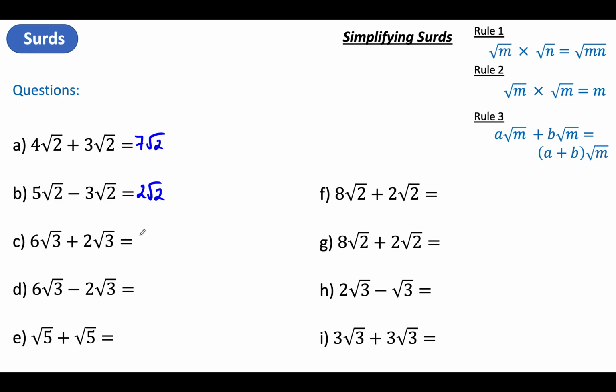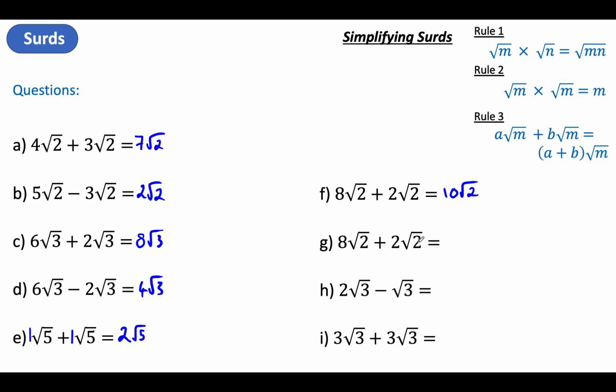6 root 3 plus 2 root 3 is 8 root 3. 6 root 3 take away 2 root 3, well 6 take away 2 leaves 4, so that's 4 lots of root 3. And root 5 plus root 5 is, remember this is 1 lot of root 5 plus another root 5, is 2 root 5. 8 root 2 plus 2 root 2 is 10 root 2. I mean, these really are very easy, aren't they?